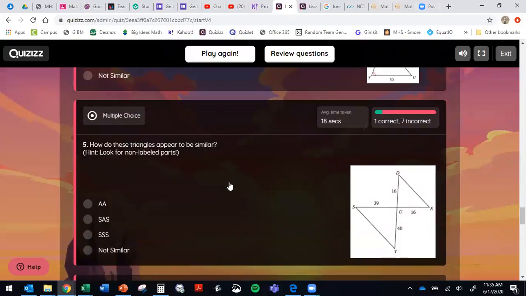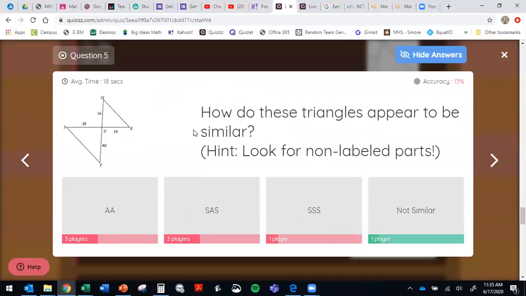All right, next one. It says, how do these triangles appear to be similar? Hint, look for non-labeled parts. Well, we have this side and this side, and notice that they're both the same. So the 16 and the 16. So in order for the triangles to be similar, these two sides would have to be the same as well, and they're not.